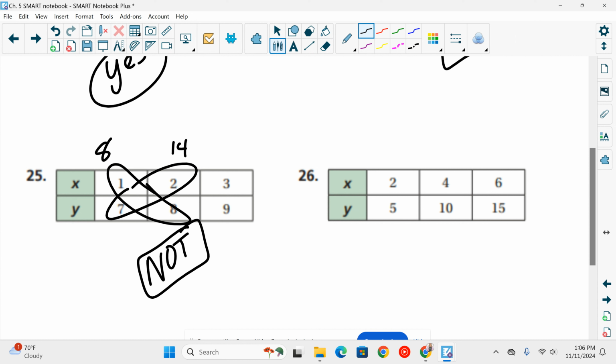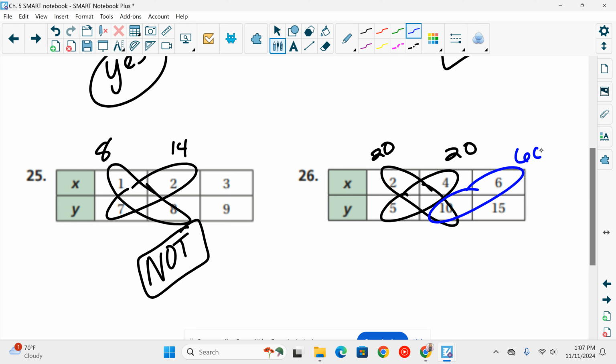2 times 10 is 20. 5 times 4 is 20. So that checks out. I want to verify one more. 10 times 6 is 60. 4 times 15 is 60. So because they're proportional, then this whole table is proportional.